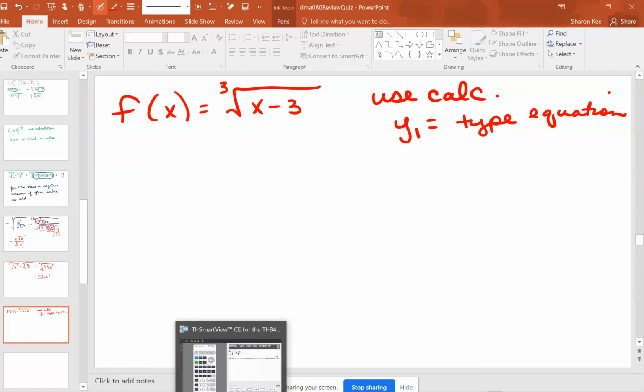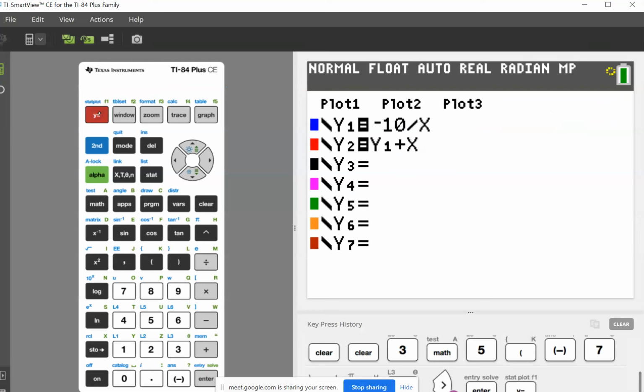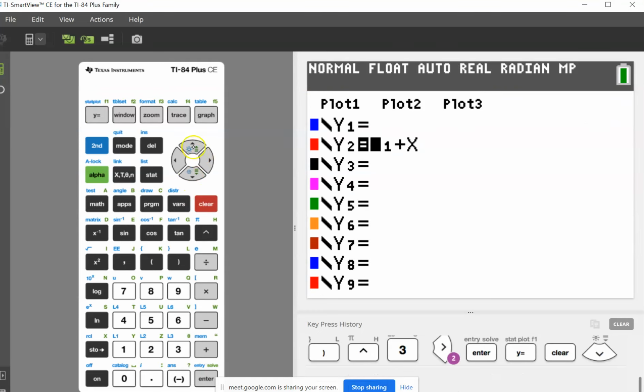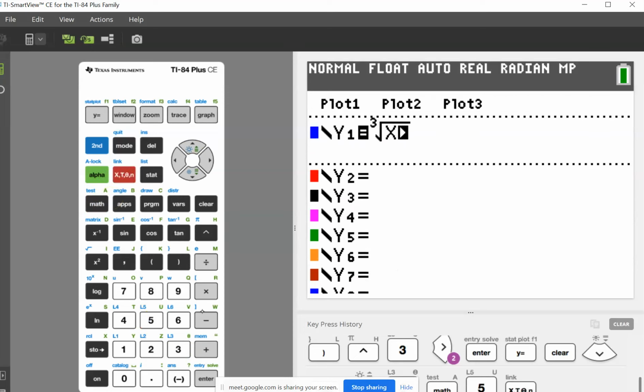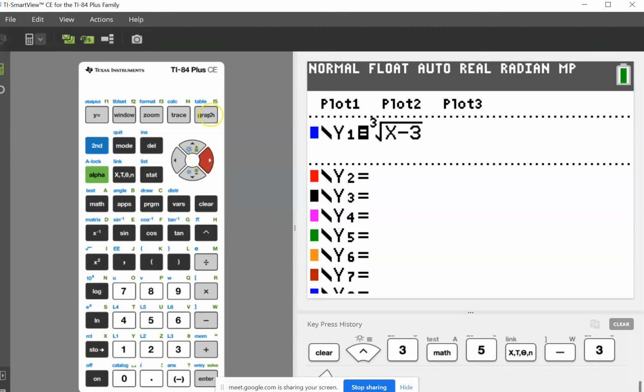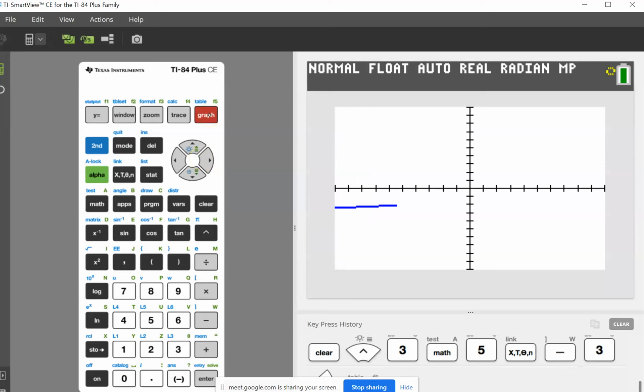Okay, so let's come here to our calculator. Let's go to y equals. So we have the cube root of x minus 3. Once we type that in, we press graph.